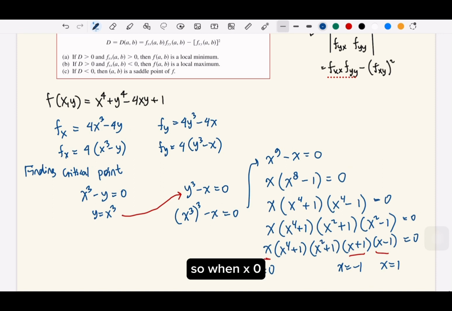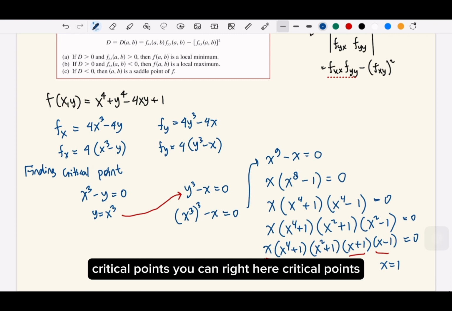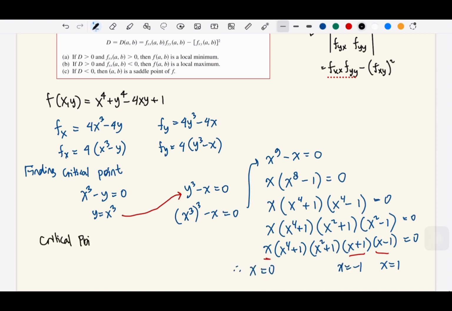So when x is 0, y is 0. When x is negative 1, y is negative 1. When x is 1, y is 1. So we have 3 points, right? So critical points, you can write here: critical points 0, 0, negative 1, negative 1, and 1, 1. Okay.